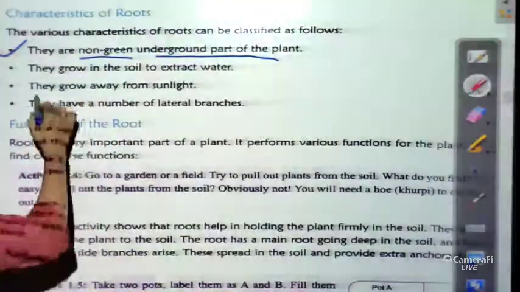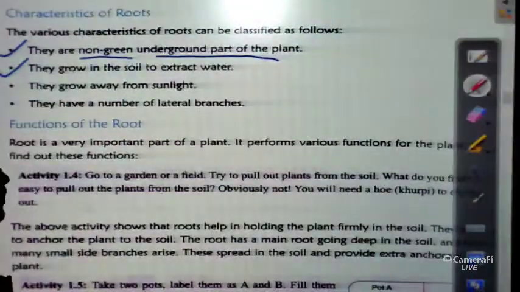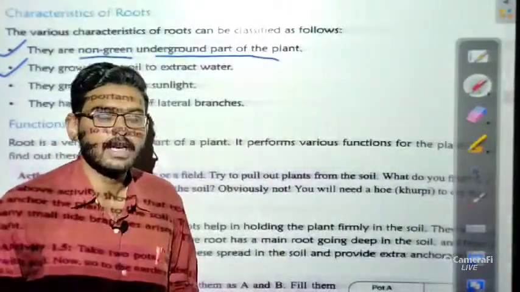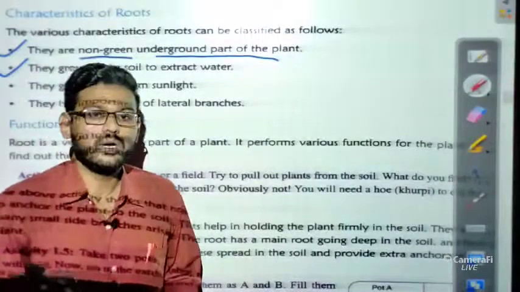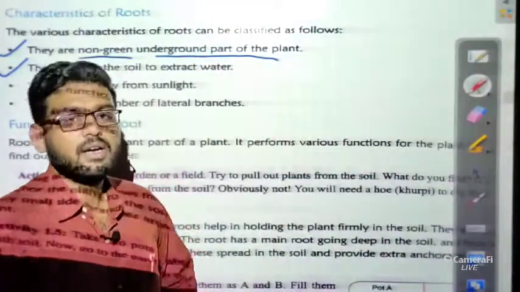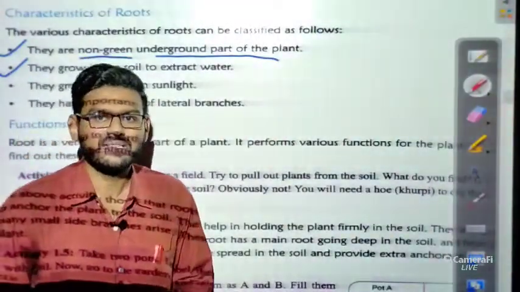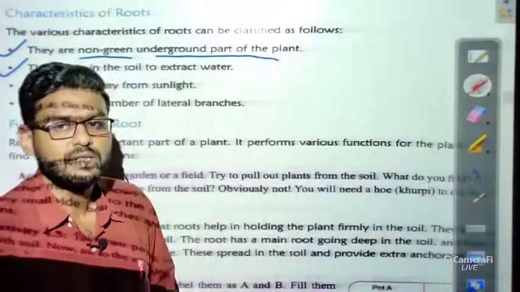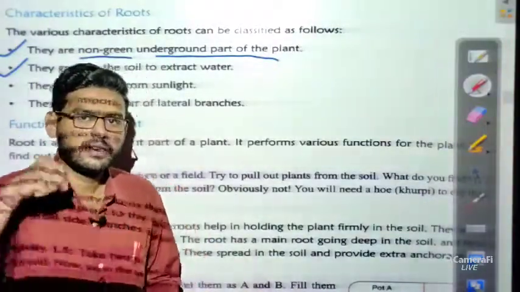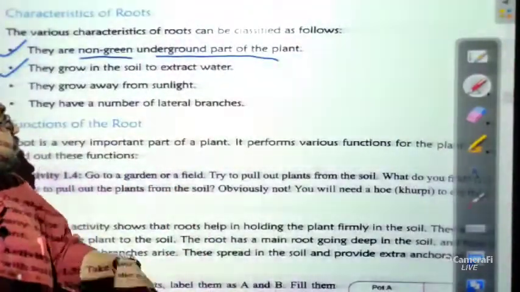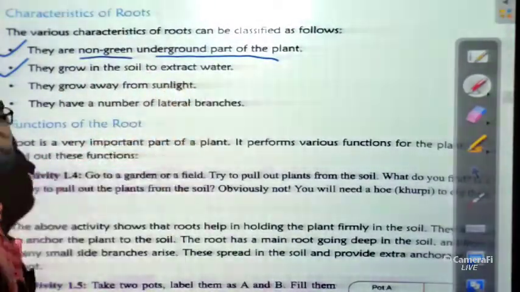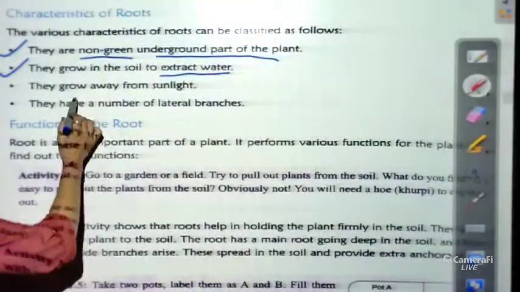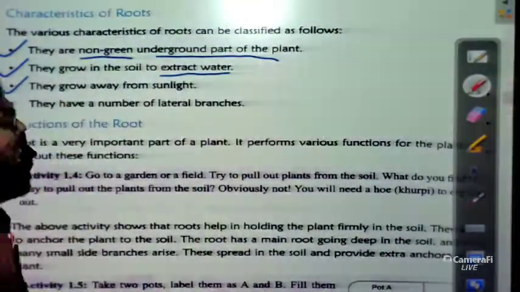They grow in the soil to extract water. They basically extract water just like a straw. When you are going to drink something using a straw, what are you doing? The straw is just taking the water, it pulls the water. So the root does the same thing. It extracts the water from the soil. They grow away from sunlight.